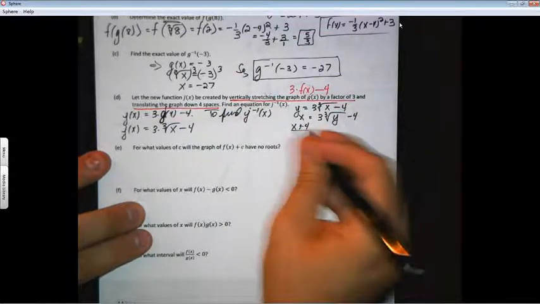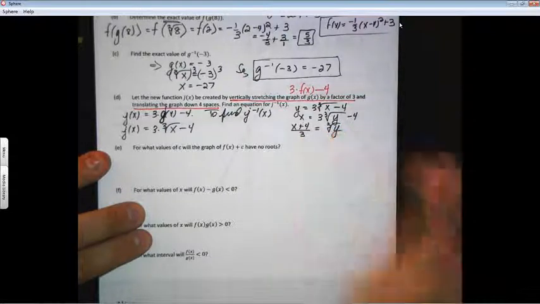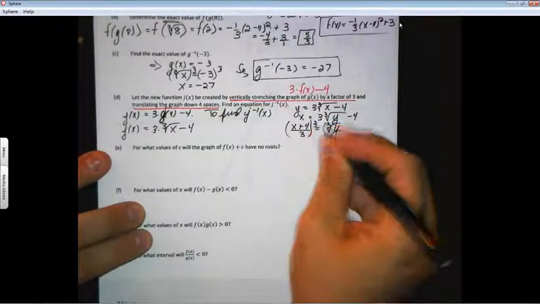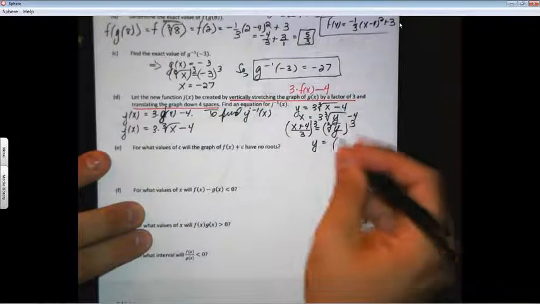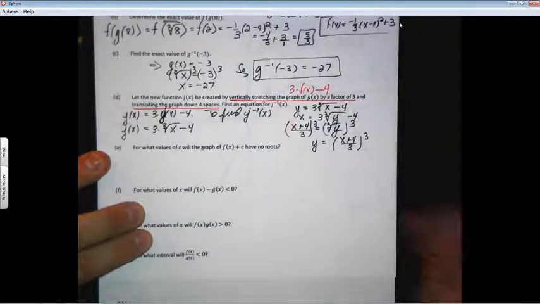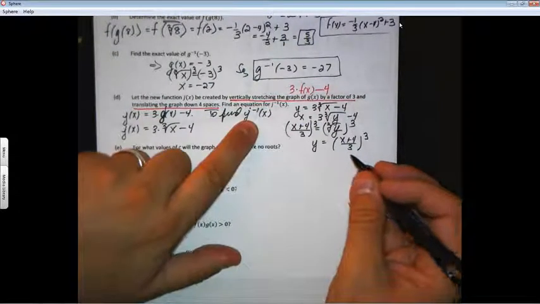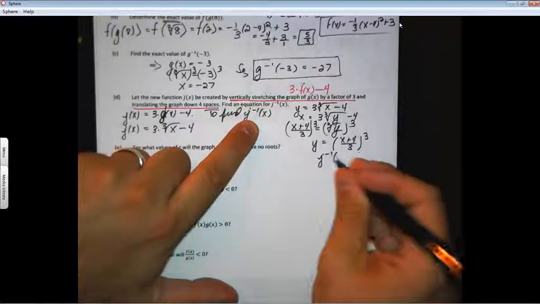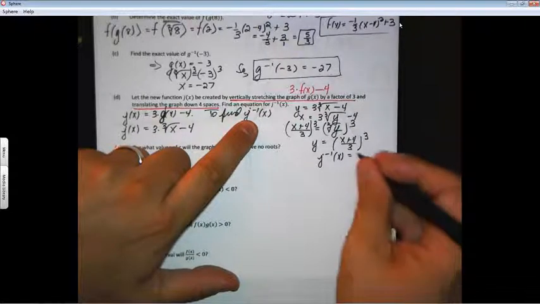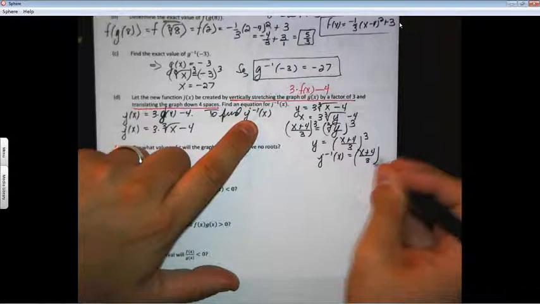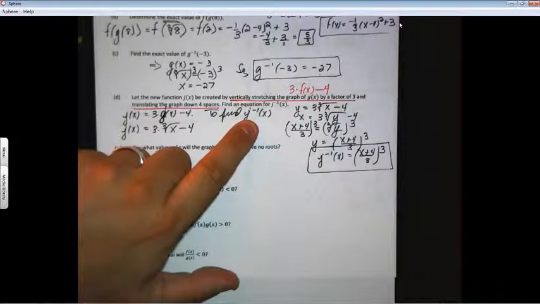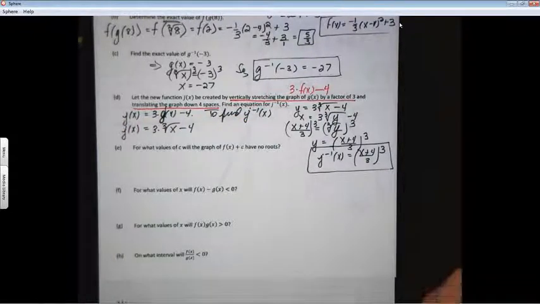Well, the way that we find an inverse is we first rewrite the problem as y equals. So we have y equals 3 times the cube root of x minus 4. We switch the x and the y. So x is 3 times the cube root of y minus 4. And then we solve for y. If I want to solve for y, we're going to add 4 to both sides, and we're going to divide by 3. So we get (x plus 4) over 3 equals the cube root of y. To get y, we're going to cube both sides. And so we get y is equal to ((x plus 4) over 3) cubed.